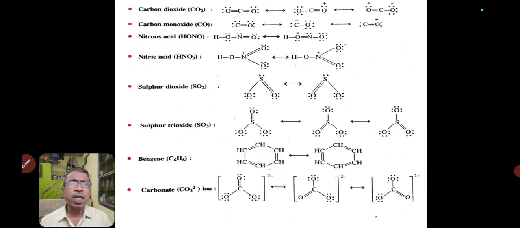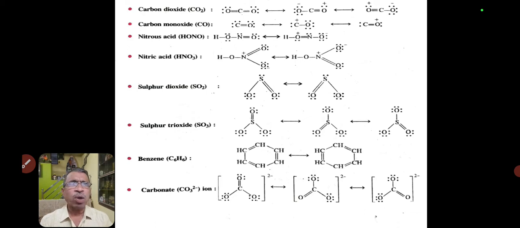Now let us study here the resonating structures of various molecules. The first one, let us consider carbon dioxide. Carbon dioxide can be represented as O=C=O, where carbon contains 8 electrons and oxygen also satisfies 8 electrons to attain the octet structure. The same thing can also be written in other two forms, where in one form, one oxygen atom gets positive charge, another oxygen gets negative charge, and vice versa.